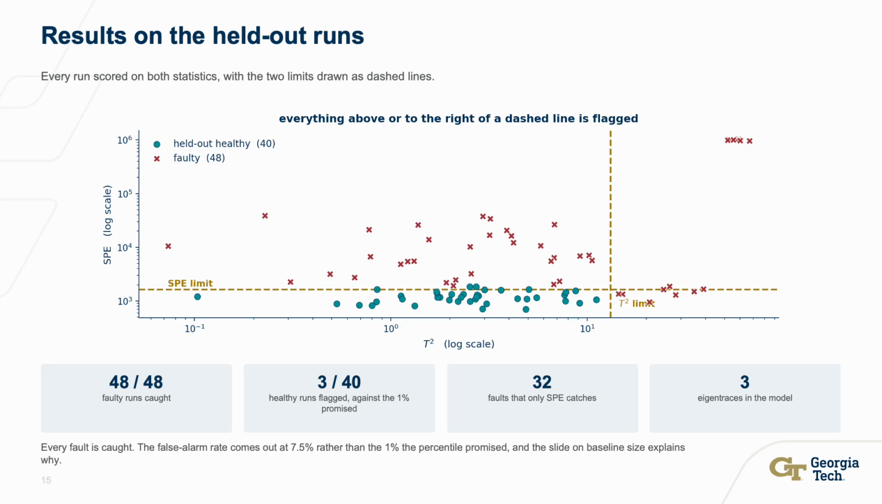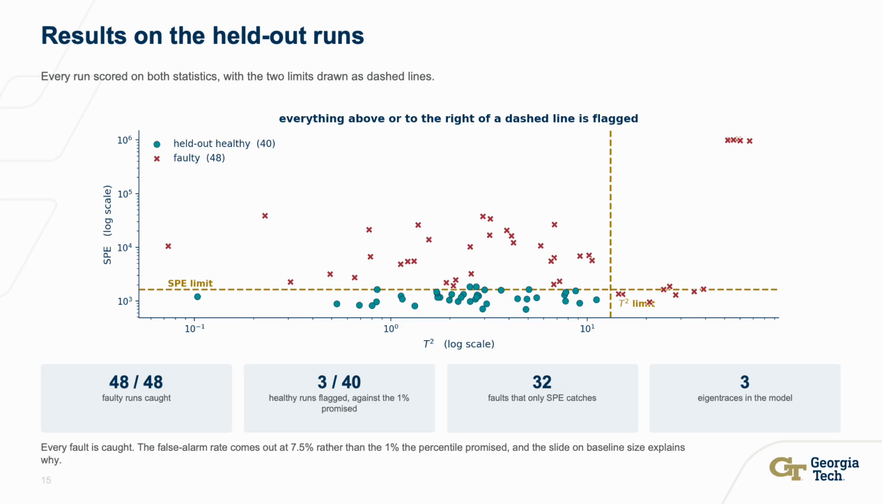The model was fitted on those 100 runs, so the residuals on them are smaller than the residuals on runs it has never seen. A limit defined from the training residuals therefore sits below where a new healthy run actually lands. Hold that thought. The slide on the baseline size measures exactly this and shows it shrinking as the baseline grows.